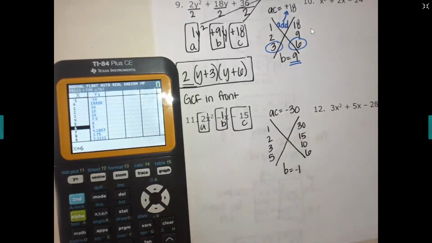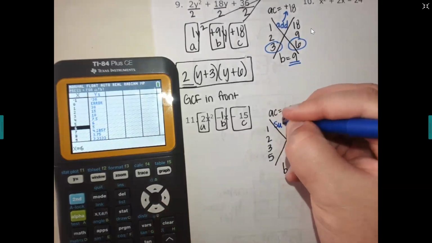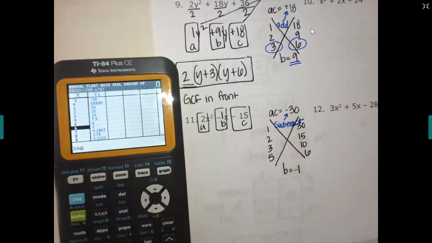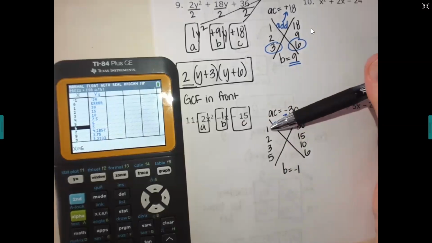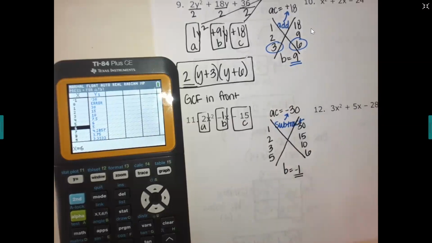Okay, from there, we're looking for the numbers that subtract this time. How do I know that? Because that number for the AC is negative. So if it's a negative, this is a subtraction chart. So 30 minus 1 gives me 29, but my B number is a 1. So I do not want 30 and 1.